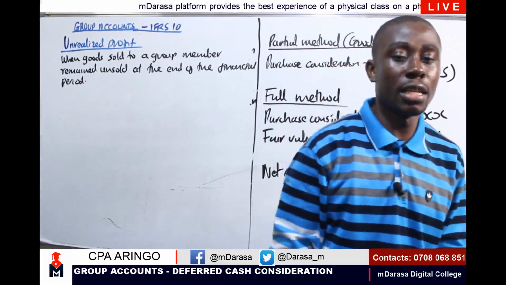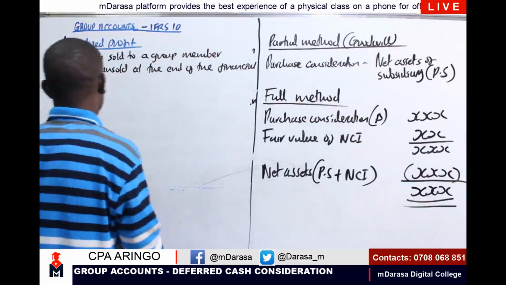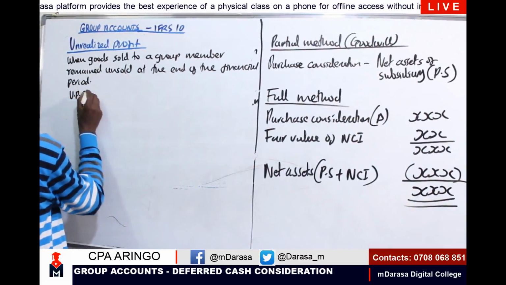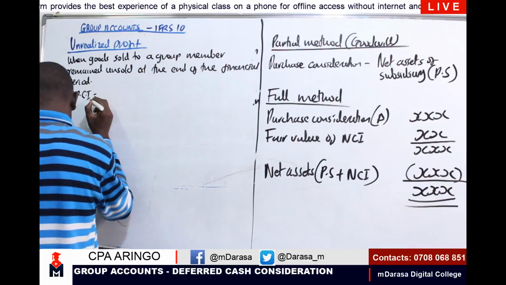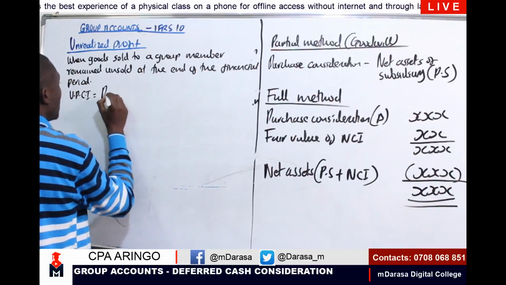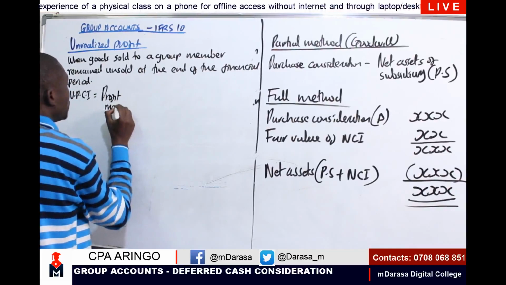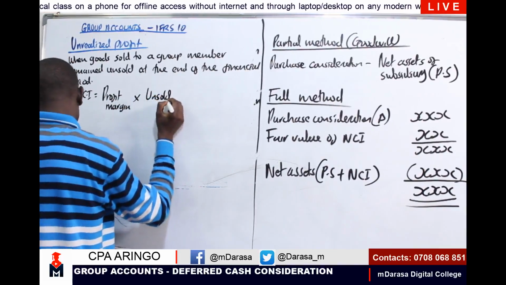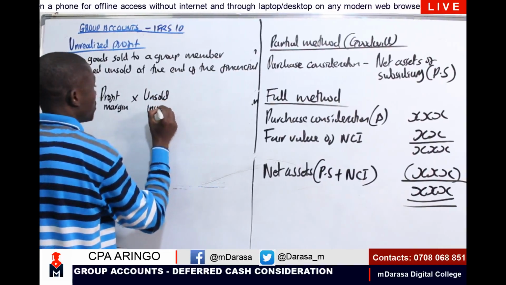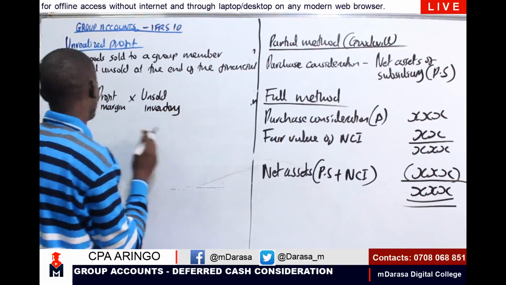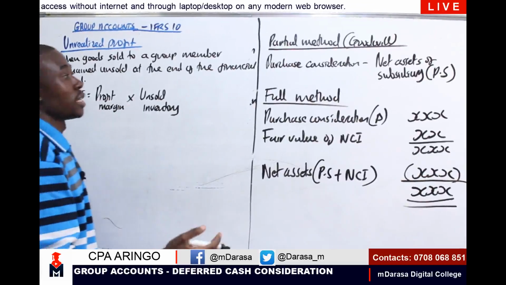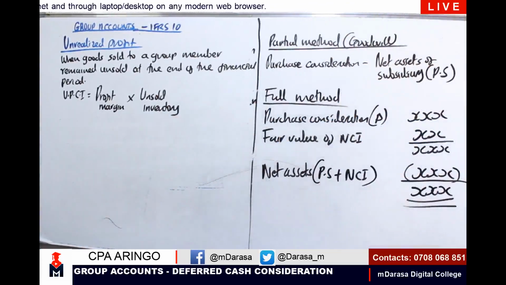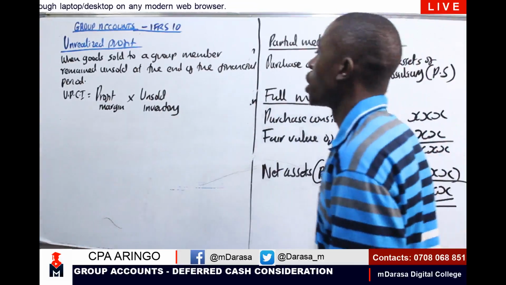For you to determine your unrealized profit, this is very easy. Assuming a closing inventory, whatever you normally tend to do, we take our profit margin times the unsold inventory. Profit margin times the unsold inventory is what will give us what we are referring to as UPS, unrealized profit on closing inventory in this case.